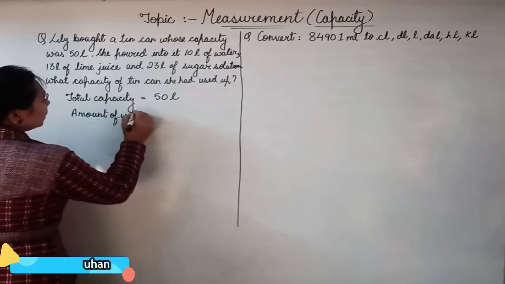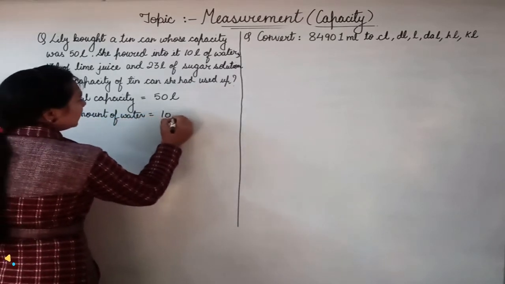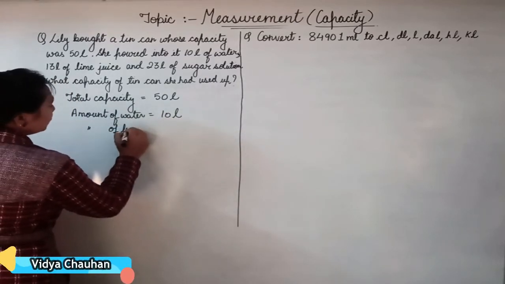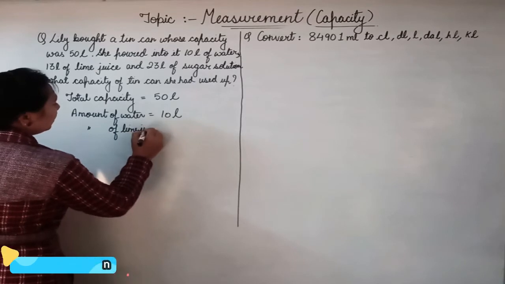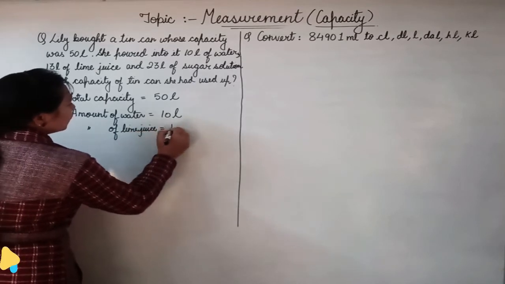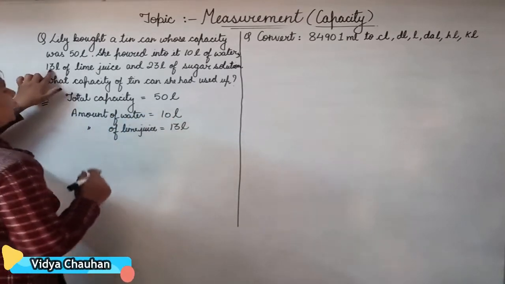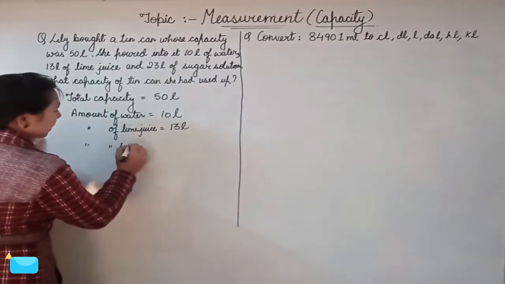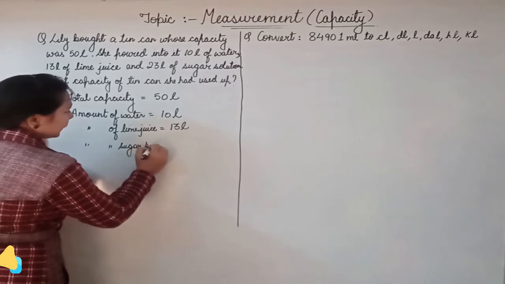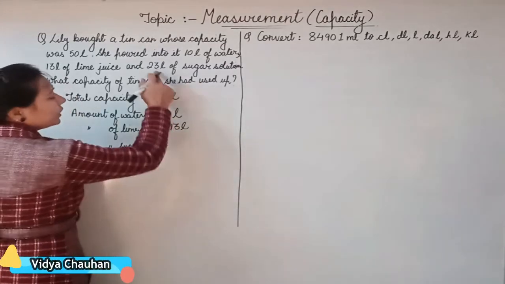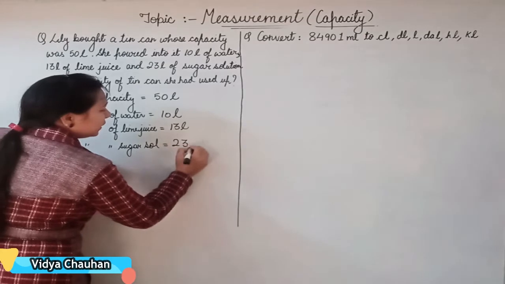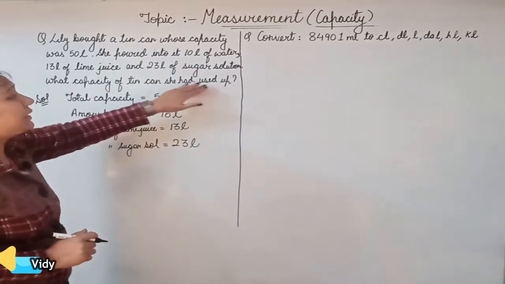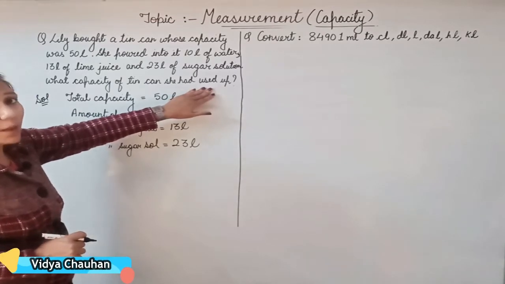So amount of water is 10 liter. Next, amount of lime juice, how much lime juice she poured into it. So amount of lime juice she poured is 13 liter. Then amount of sugar solution. So how much sugar solution she poured? That is 23 liters.